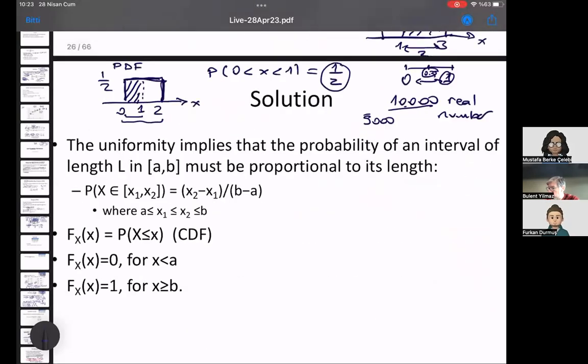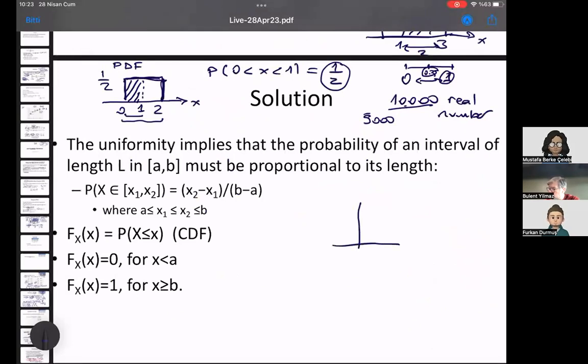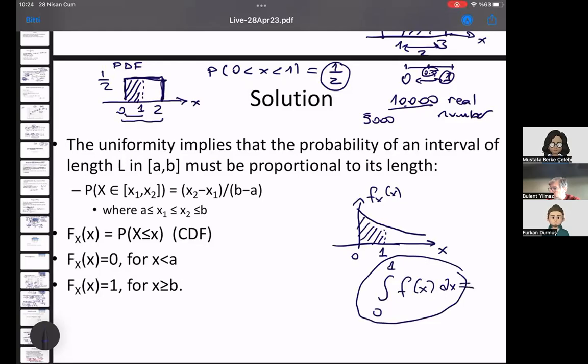Okay, for example, if I have an exponential random variable, okay, this is my x, this is my PDF, and the range is between 0 and infinity, I might be interested in only the probability between 0 and 1. What should I do? I will write the integral of f of x dx between 0 and 1. Okay, so this will be the probability of x between 0 and 1.